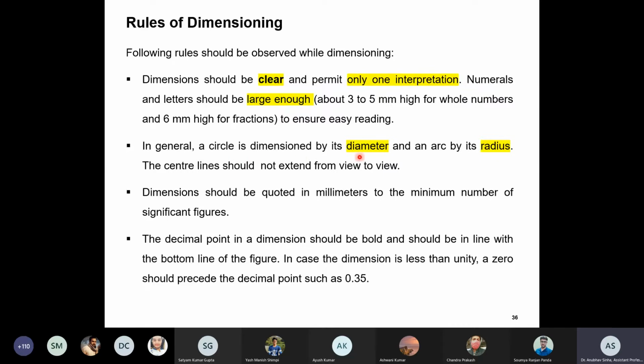Then a circle is given by its diameter, and for an arc, just write the radius. And generally the standard ISO recommendation is to write in millimeters. If nothing is mentioned, then you can assume it is millimeters. If you are using other units, you need to mention that. Also, make the decimal point small, and if the value is smaller than 1, then write 0.35. Don't write .35, write the 0 also.